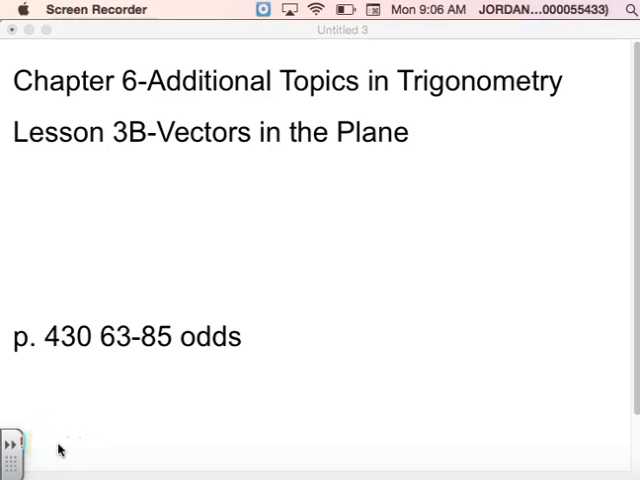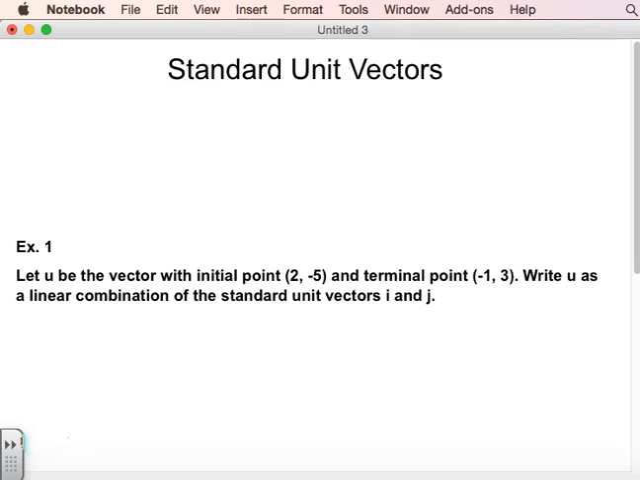So moving on to the second part of lesson 3 in chapter 6, we're going to keep talking about vectors. And the first thing that we need to remember is what we talked about with a unit vector. A unit vector is just a vector that has a magnitude or a length of 1.